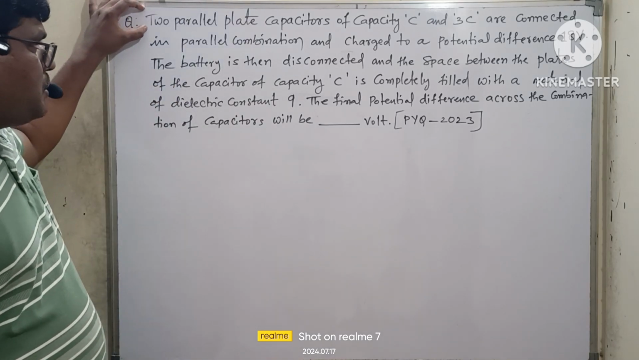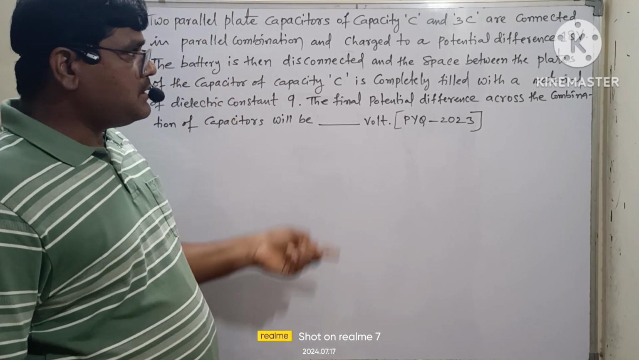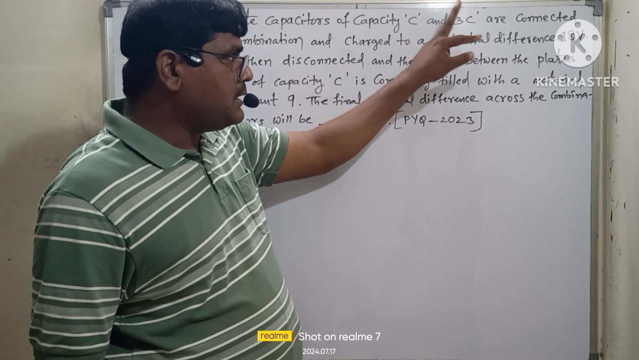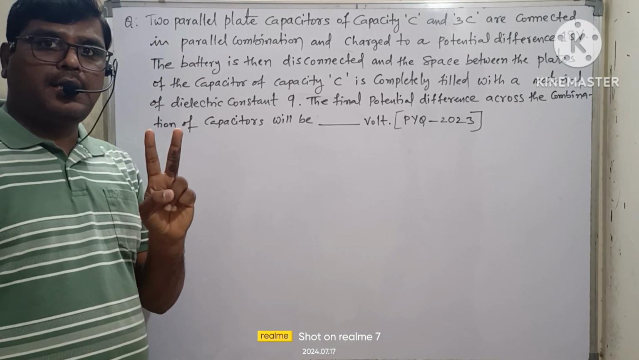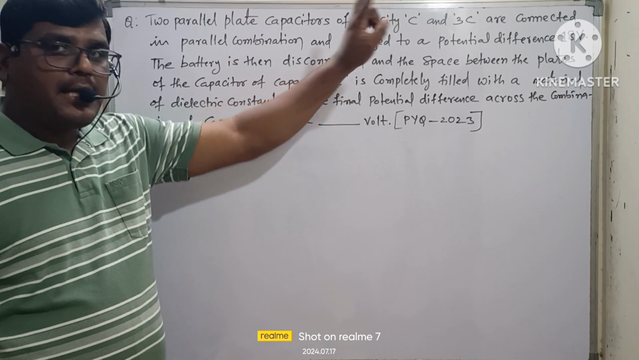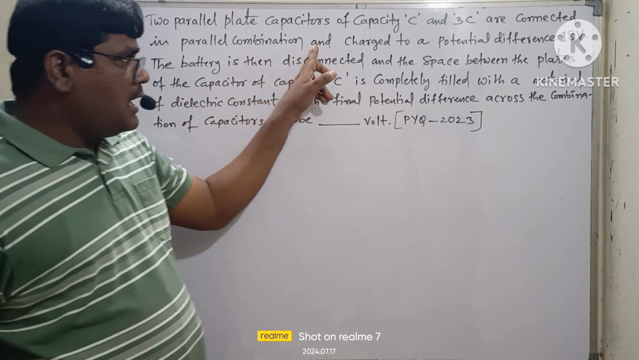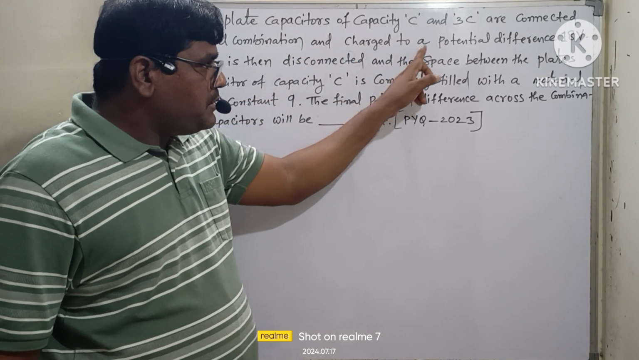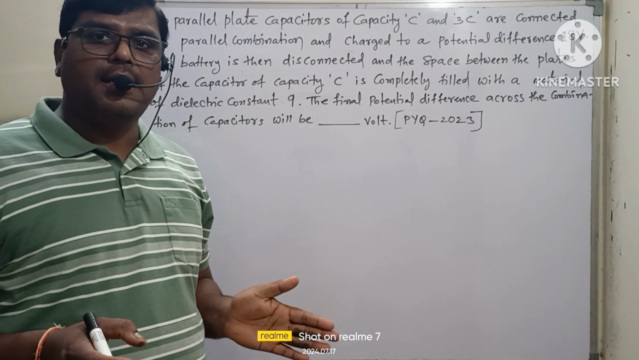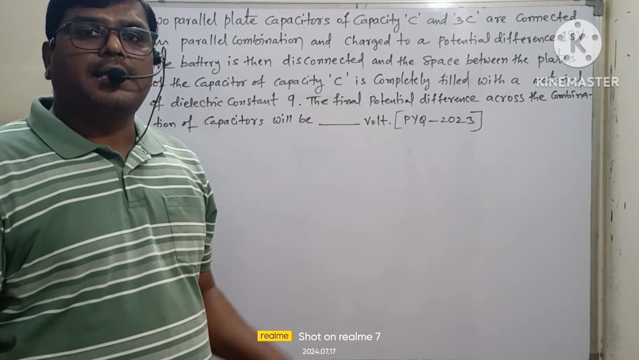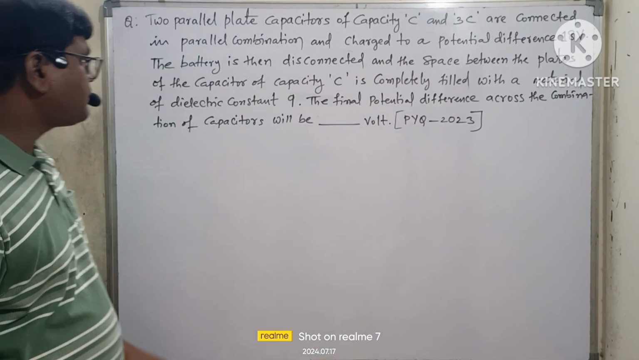Two parallel plate capacitors having a capacity C and 3C are connected in parallel. Two capacitors are here. They have a capacity C and 3C. They are connected in parallel, of course, as a combination. And then charged to a potential difference of 18 volt. Means when they are connected in parallel, that combination is connected to a potential difference of 18 volt.